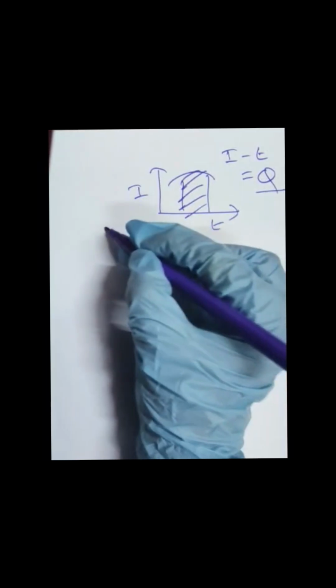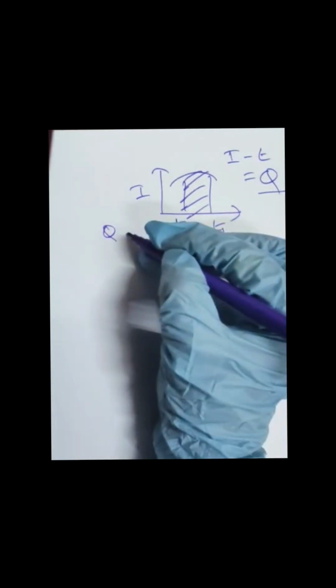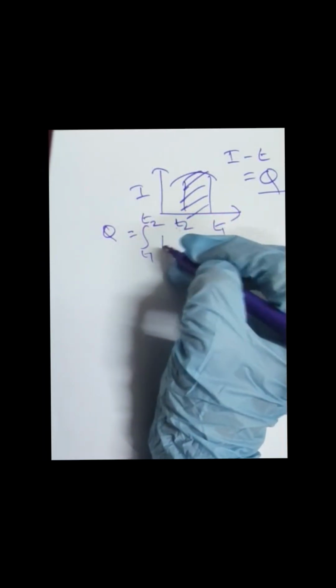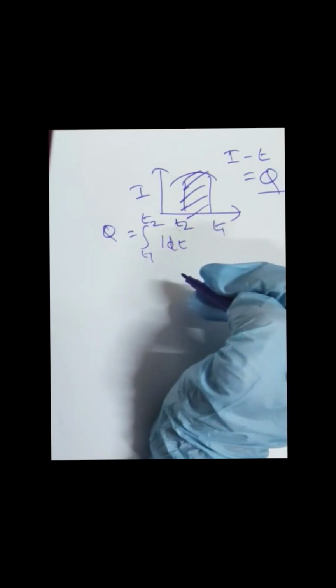This is I, this is T. Now what does this graph depict? The area under the I-T graph gives Q. Charge equals current into time. So the area under the I-T graph gives charge. Taking this as T1 and this as T2, Q equals the integral from T1 to T2 of I dt.